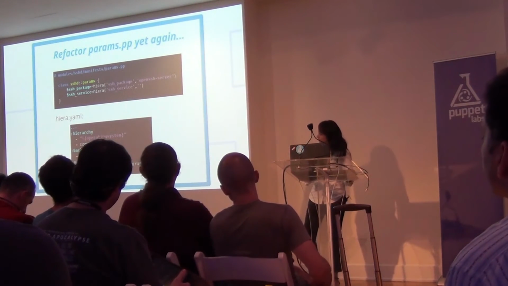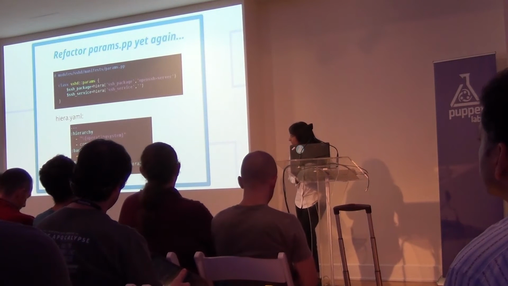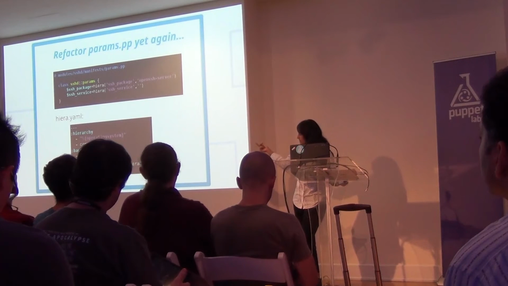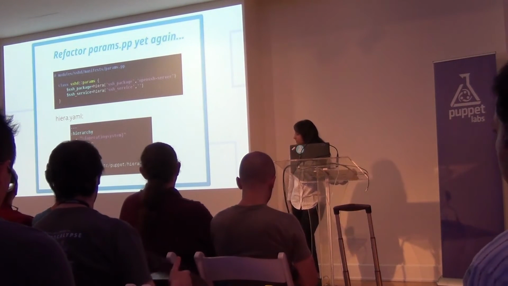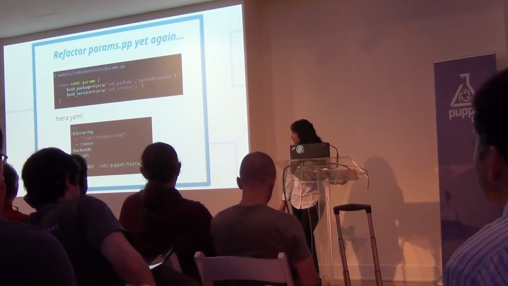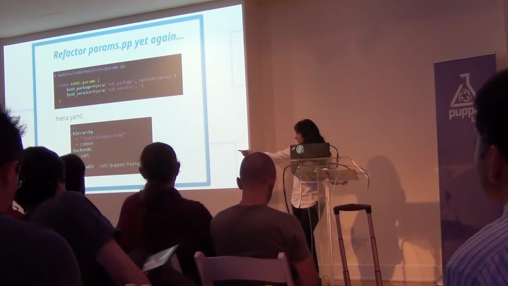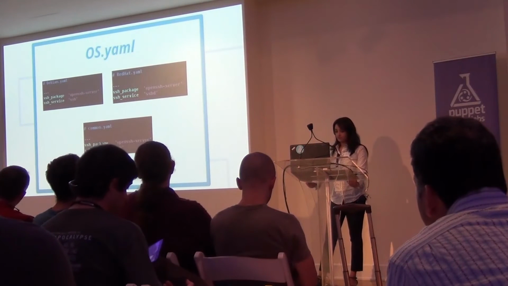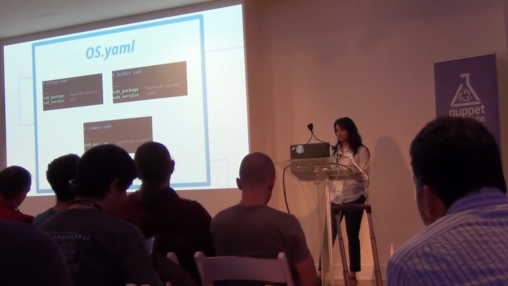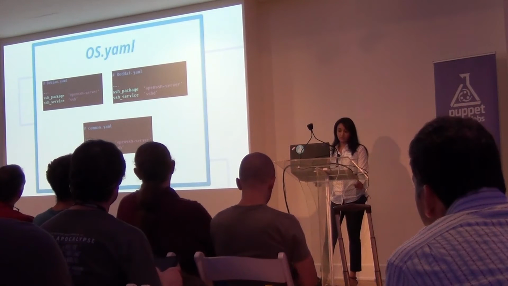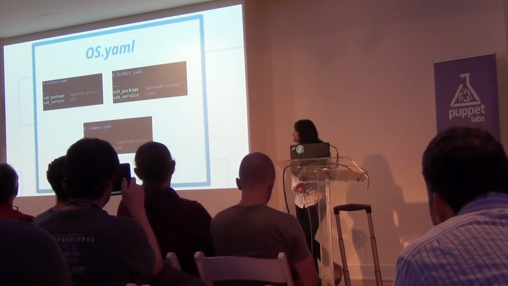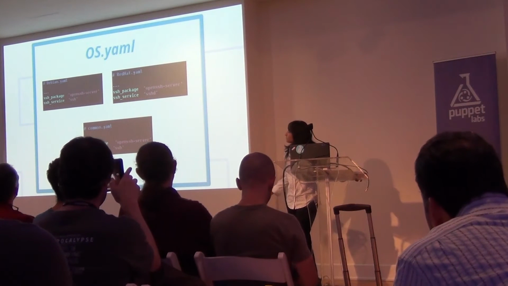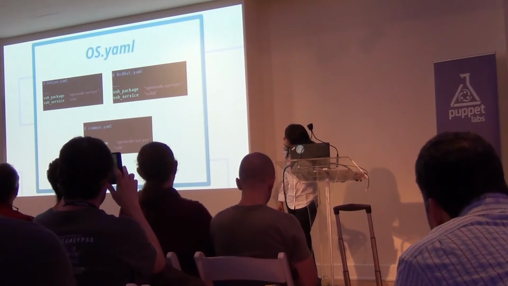So in your hiera.yaml file, you specify the hierarchy. In this case, we'll look up operating system specific variables first, and if that's not found, it's going to fall back to common. And let's just use a simple YAML backend for now. And in your /etc/puppet/hiera data directory, you have 3 files, which is your debian.yaml, redhat.yaml, and common.yaml. And this is where you can specify what those variable names should be. As you can see, this is pretty common syntax.